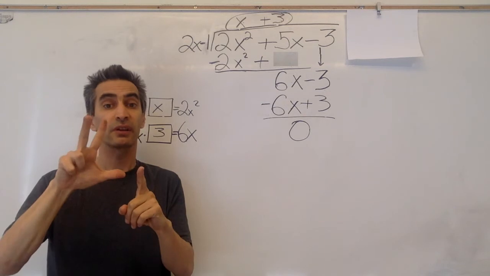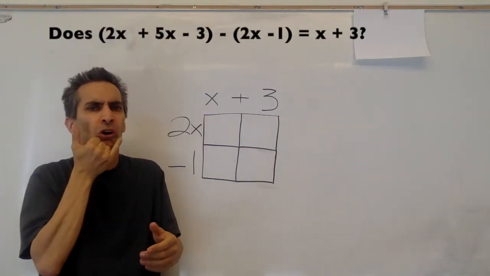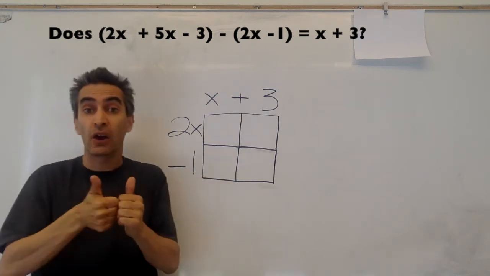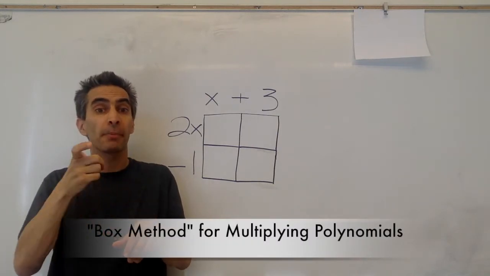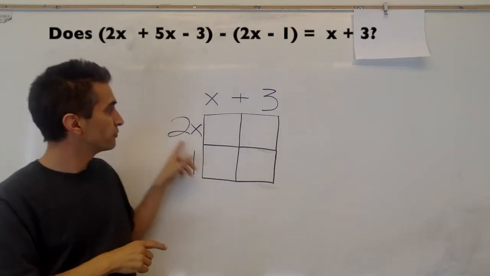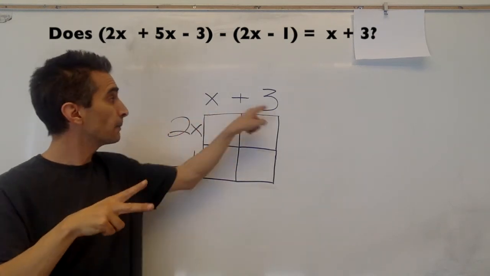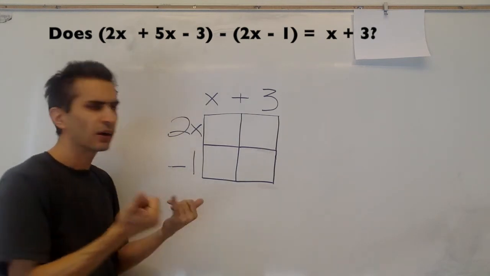And our answer is x plus 3. Now, suppose you think that maybe your answer is wrong. What are you going to do? Well, you can always check your work using multiplication. I prefer the box method. I have x plus 3 that I list horizontally and 2x minus 1 that I list vertically.